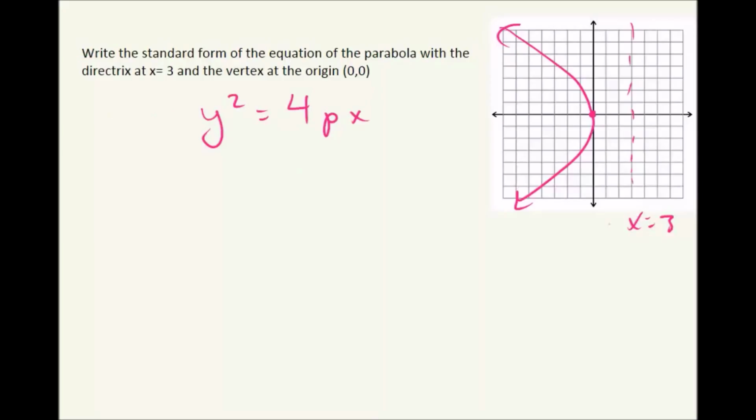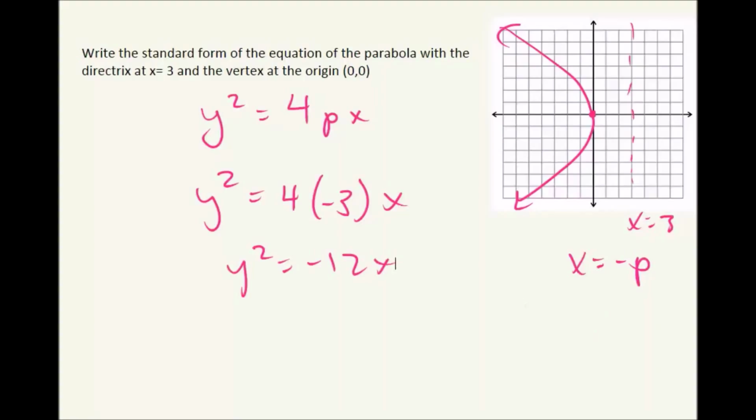And we just need to find out what p is. Now remember, the directrix is x equals negative p. So it's just the opposite of what p is. So we have y squared equals 4 times negative 3x. We have y squared equals negative 12x. That's the standard form of the equation.